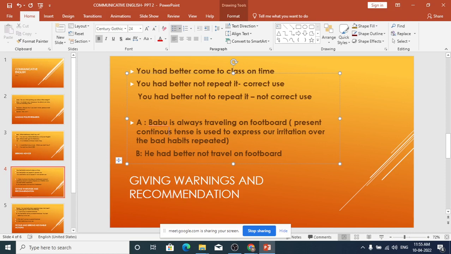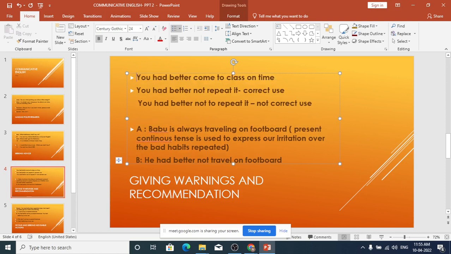One of you can read this slide. You had better come to class on time. You had better not repeat it, correct use. You had better not to repeat it, not correct use. Babu is always traveling on footboard. Present continuous tense is used to express irritation over the bad habit repeated. B: He had better not travel on footboard. He had better not travel on footboard. Not 'along', on footboard. Okay, right.